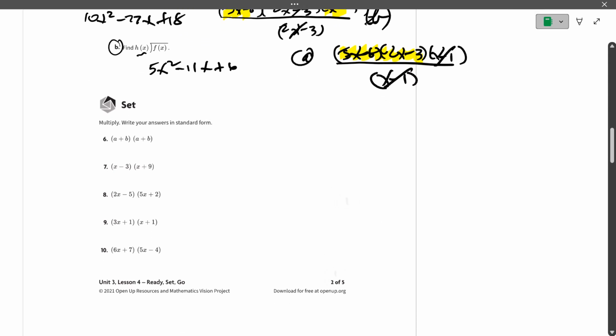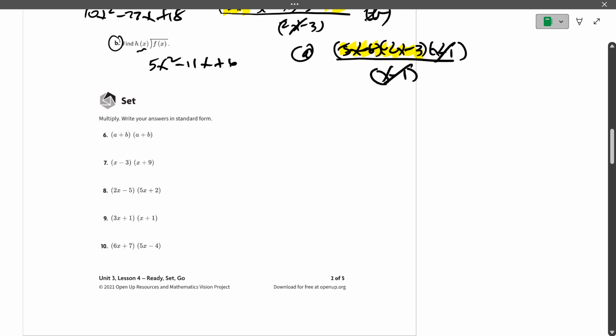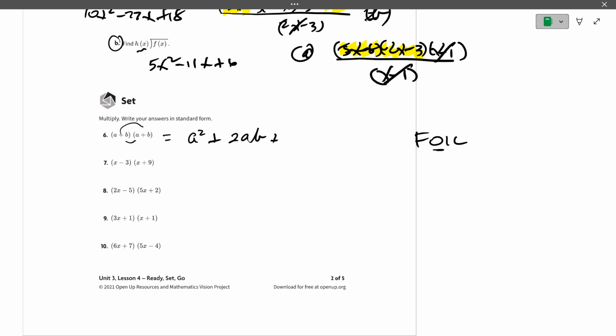All right. Multiply together here. This is, nowadays, called the FOIL method: first, outside, inside, last. Usually the O and the I are like terms and can be combined. So on the first one here, a times a is a squared. My inner and outer are both ab, so that's plus 2ab, and then b squared. On the next one, it's x times x, which is x squared. Negative 3x plus 9x is going to be plus 6x, and then negative 3 times 9 is negative 27.